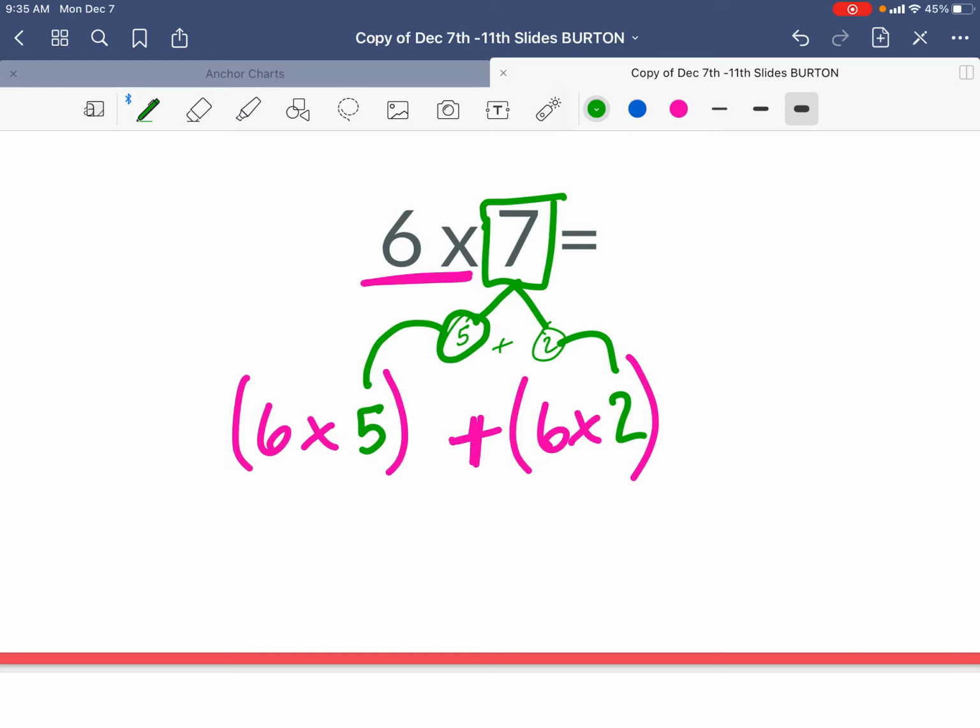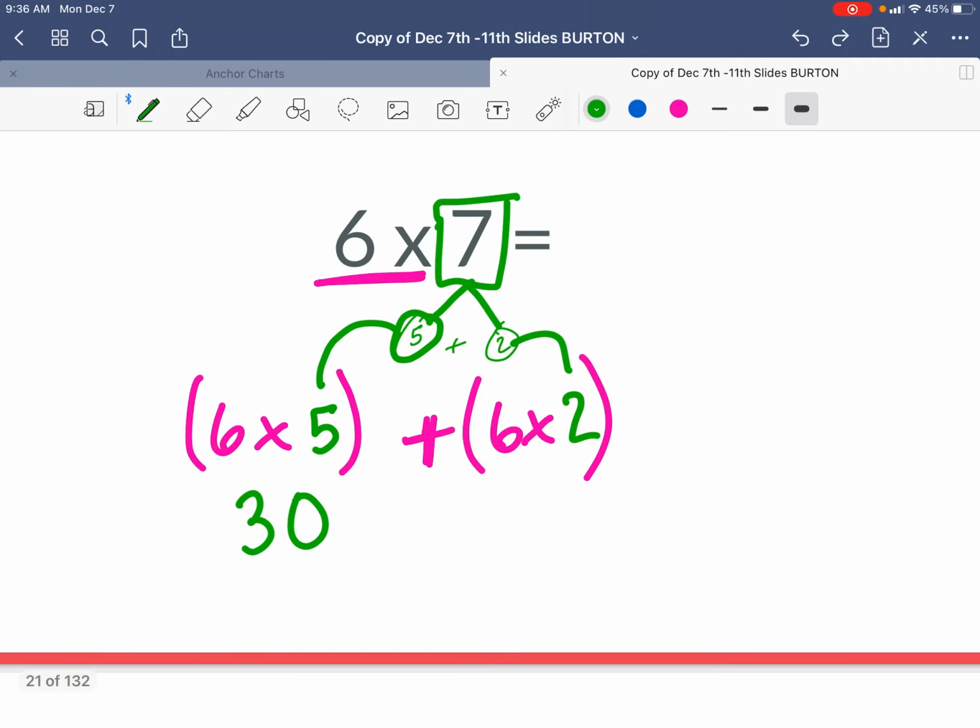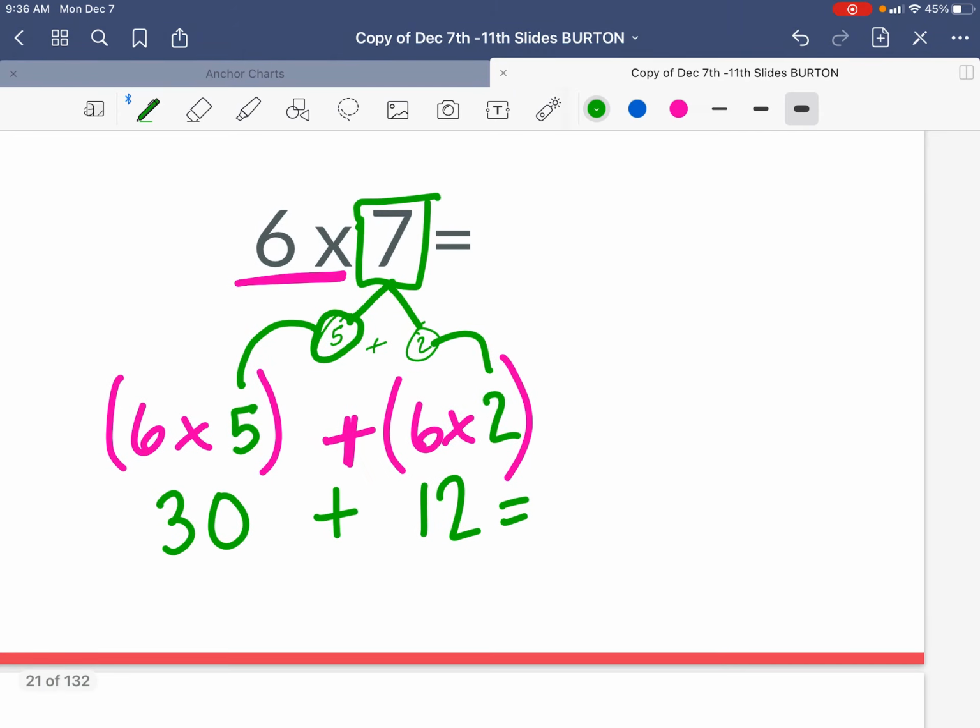All right, so 6 times 5. What is 6 times 5? Well, let's count by 5s 6 times. 5, 10, 15, 20, 25, 30. 30. So 6 times 5 is 30. Okay? What's 6 times 2? 6 times 2. Double the 6. 12. Very good. So now we have 30 plus 12. What is that? 30 plus 12? 42. Very good. 42. So 6 times 7 is 42.